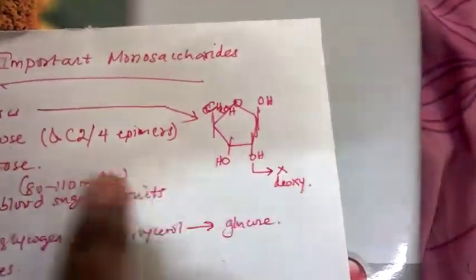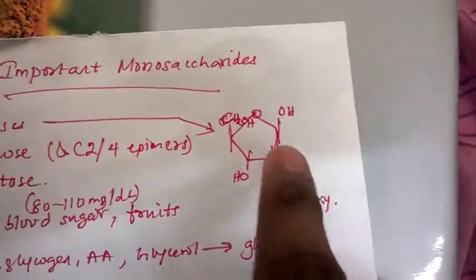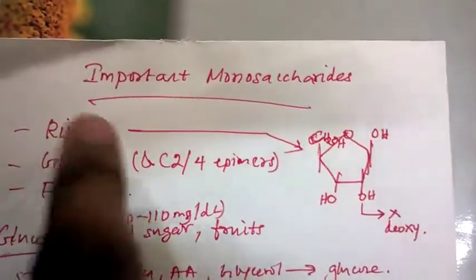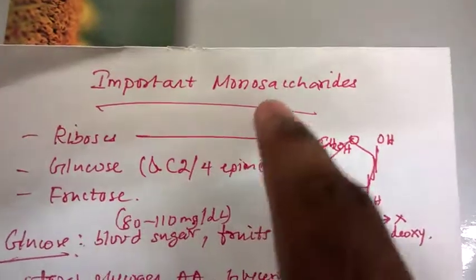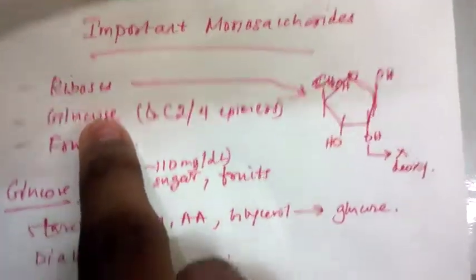Again, this is the ribose, a pentose. If this oxygen is removed, it's going to be the deoxy form. So that's all about the ribose. Riboses are needed for nucleic acid formation. That's the only importance as far as riboses are concerned. Then we come to glucose.